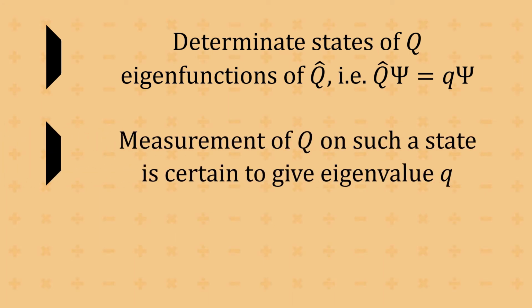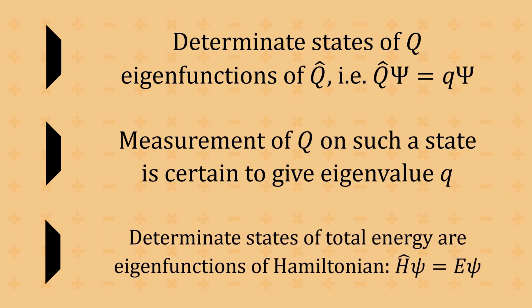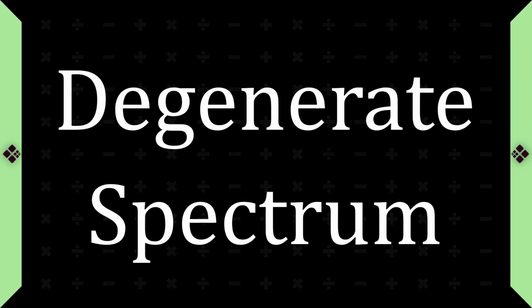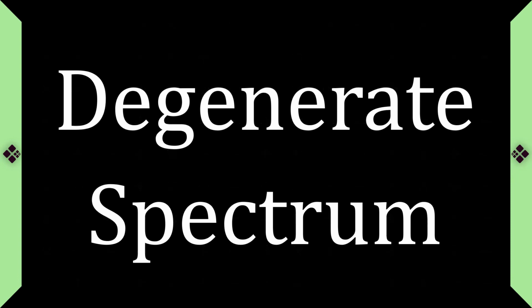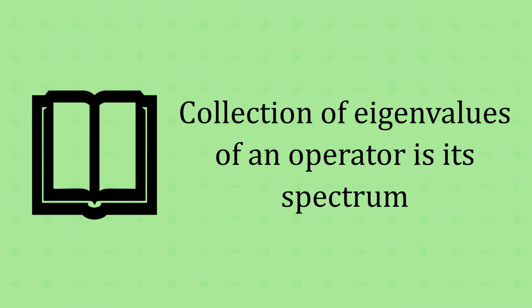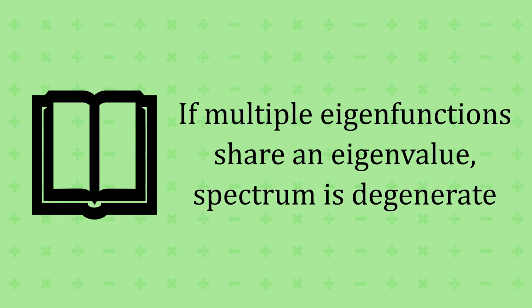Now let's move on to discussing determinate states. Determinate states of an observable q are eigenfunctions of q hat, i.e. q hat psi is equal to q psi. A measurement of q on such a state is certain to give the eigenvalue q. As an example, determinate states of the total energy are eigenfunctions of the Hamiltonian, which is the time-independent Schrödinger equation.